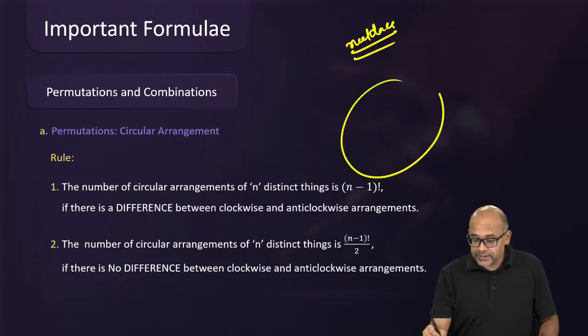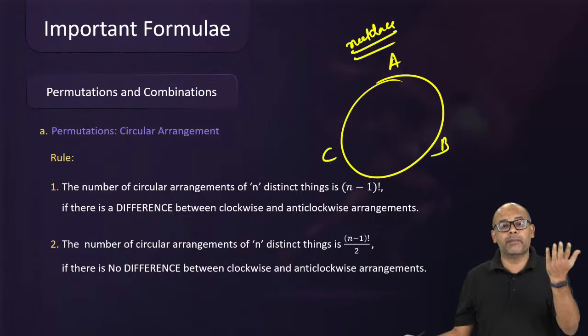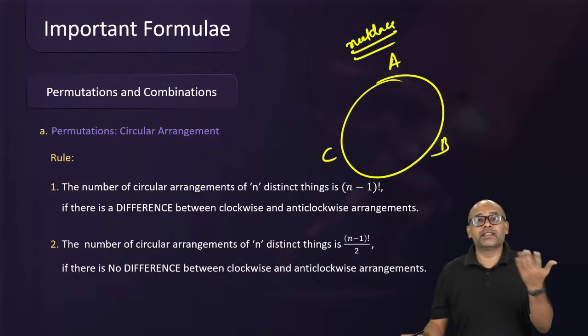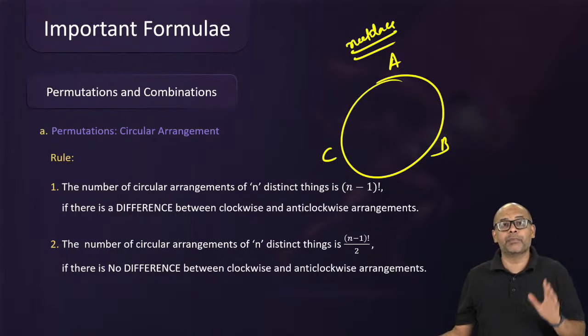Now, in a necklace, if you have A, B, and C, think about it as a pearl necklace. So pearls don't have a front and a back, correct? If you think about a pearl necklace, there is no correct side. You can wear it anyway, right? Because front and back doesn't exist for a necklace like a pearl.